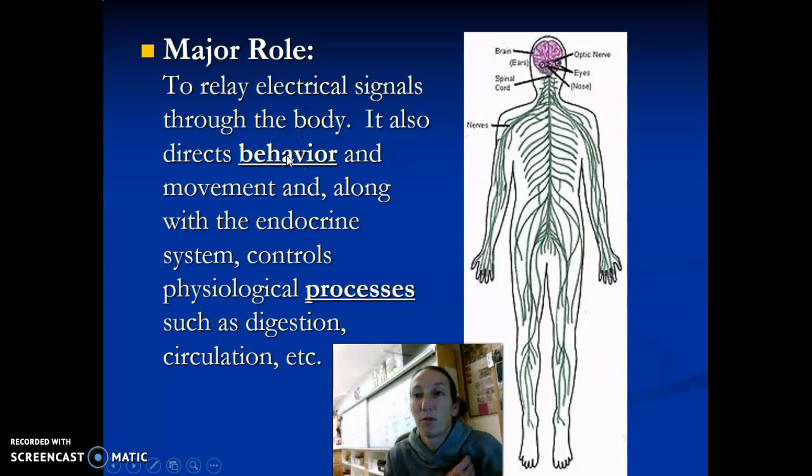It directs behavior and movement along with the endocrine system. It controls physiological processes. It basically tells your body what to do, when to do it. Things like digestion, your heart pumping, that's your nervous system telling it when to pump. Here you go, pump. And pushing blood around your body. Really cool, but your nervous system has all of these sensory nerves that sense what's going on either internally or externally. It sends a message to the brain, and the brain processes what's going on, and then it sends the signal back to your body, and then you react. So it's cool that it's the one that does all of the processes, thinks through everything.